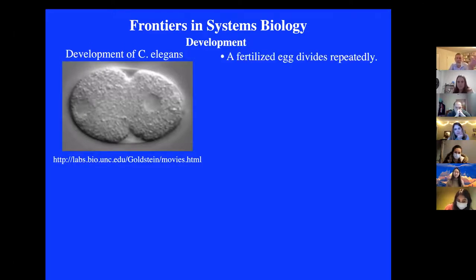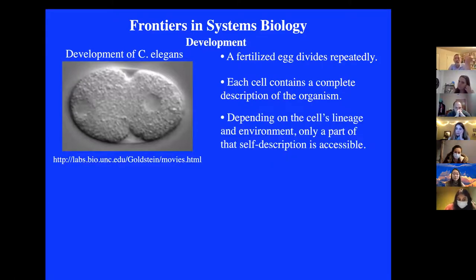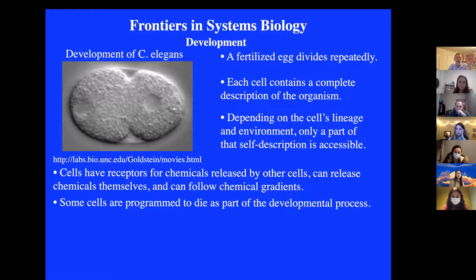So you have a fertilized egg that divides repeatedly. Each cell contains a complete description of the organism. They each have DNA, but depending on the cell's lineage and environment, only part of that self-description is accessible. And cells have receptors for chemicals released by other cells and can release chemicals themselves and can follow chemical gradients. Some cells are programmed to die as part of the developmental process. I've just given you all the information for how cells can translocate.